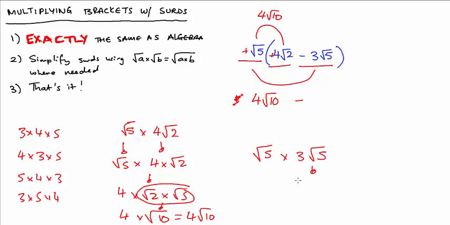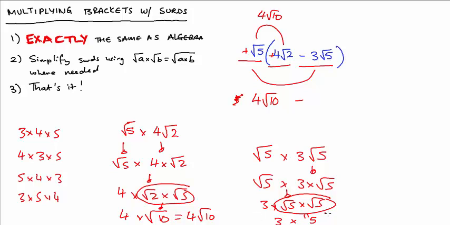So anyway, this one breaks down to 3 times root 5, which is already being multiplied by root 5. Rejig the order, root 5 times root 5. Now what is root 5 times root 5? Did any of you say root 25? Fine, but I want you to get to the point where that's just 5. Okay? And that's 3. So this actually is just 15. So that's your answer to this. That's what this multiplies as. 4 root 10 minus 15.